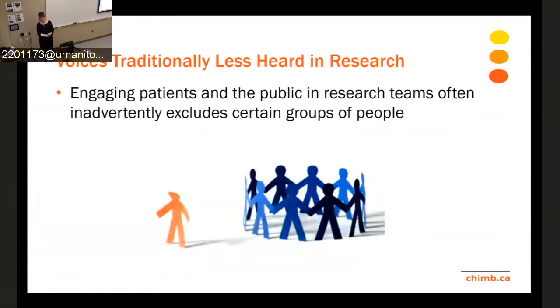Again, as I always bring it back to, remember that engaging patients and the public in research teams often can inadvertently exclude certain groups of people. So as researchers, we have to be creative in how we address some of the challenges and the barriers that may limit the involvement of a diverse group of people.